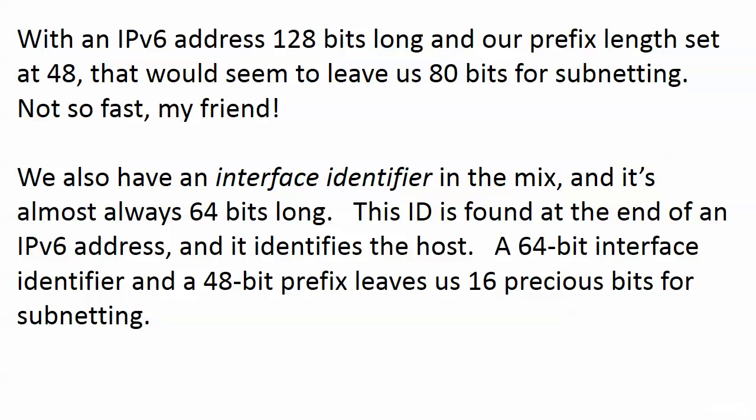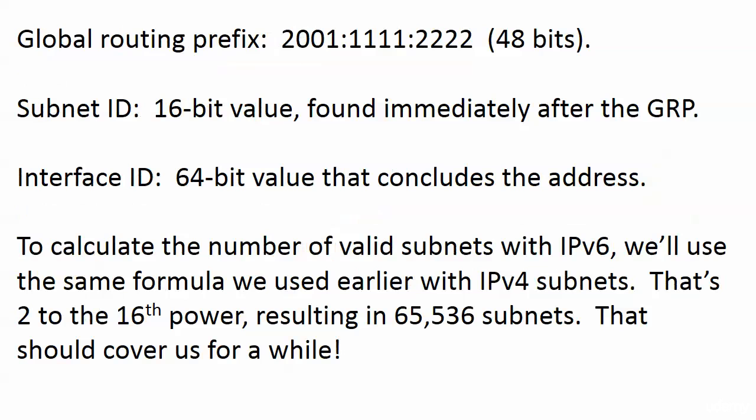The subnetting information. And that's what we have here, because the interface identifier is 64 bits long. So if we have a 48-bit prefix at the beginning of the address and a 64-bit interface identifier at the end, that leaves us 16 precious bits for subnetting. And that's what we have right now. And we see the global routing prefix, the subnet ID is in the middle of this whole thing. It's a 16-bit value found immediately after that global routing prefix. And then finally, that interface ID.